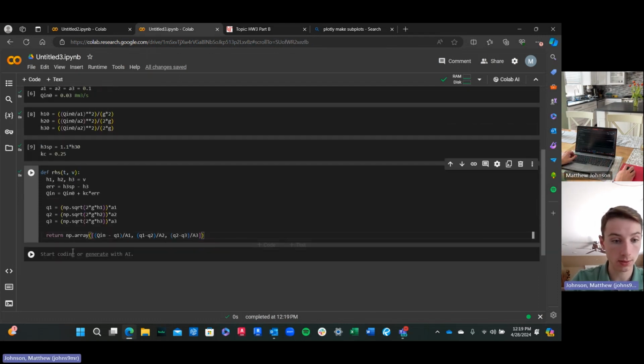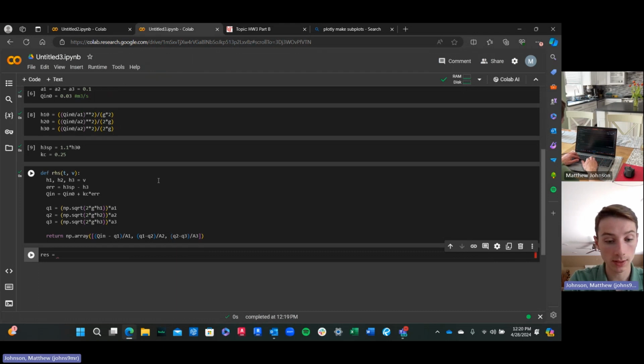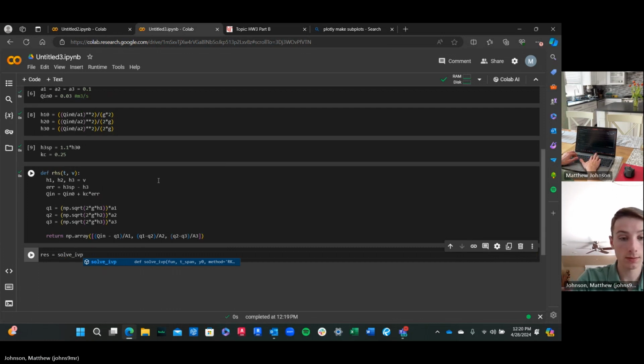Okay, let's start a new line here. So after we return this array, we're going to get our result from solve IVP. Already imported it. If you can see here on the screen, we're going to need to define the function, the span of time, the initial conditions, and then some method for solution. Our function is, we defined it as RHS.